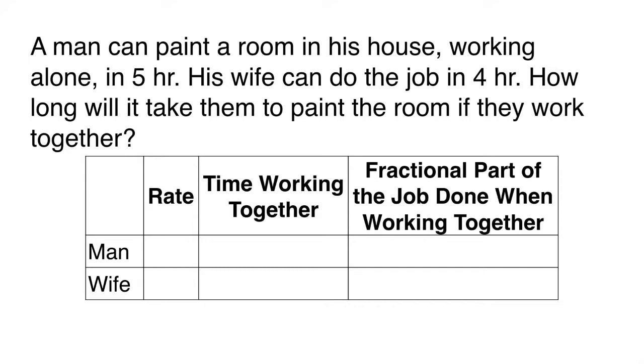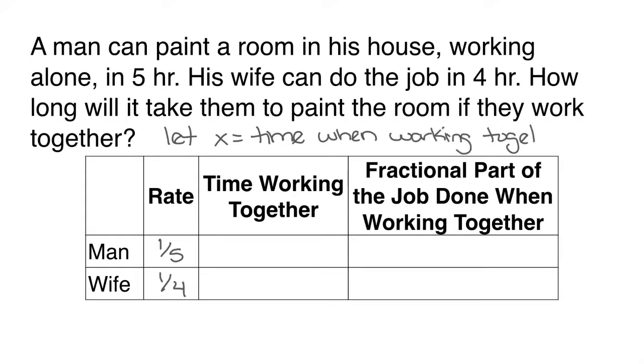Therefore, his rate is 1/5. The wife does the same job in 4 hours, so her rate is 1/4. We'll let x equal the time that they spend to complete the job when working together. Then the time in working together for both the man and his wife are x.